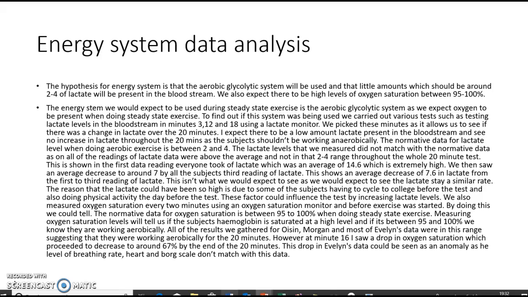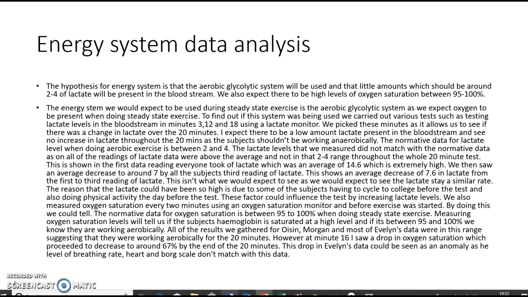We also measured oxygen saturation every 2 minutes using an oxygen saturation monitor. The normative data is between 95 and 100%. All three of the subjects stayed in this range, suggesting that they were working aerobically.